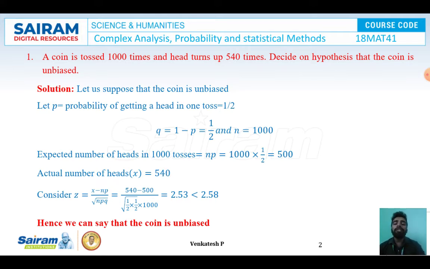Now I am going to test the hypothesis with the help of the following formula. The formula is Z is equal to X minus NP divided by square root of NPQ. Replacing all this data, we get 540 minus 500 divided by square root of 1 by 2 into 1 by 2 into 1000. This will be equal to 2.53, which is less than 2.58. Hence we can say that the hypothesis is true. The coin is an unbiased one.